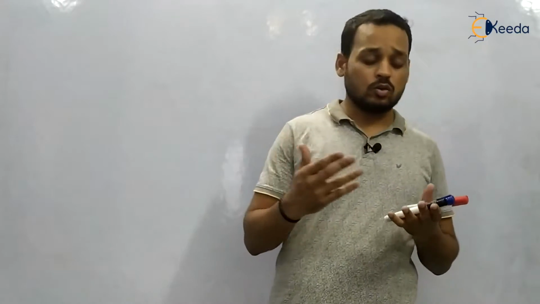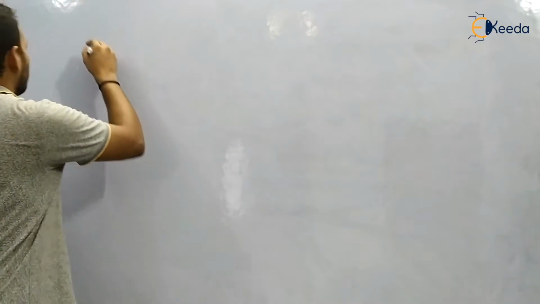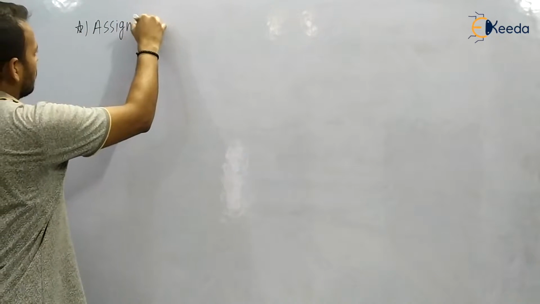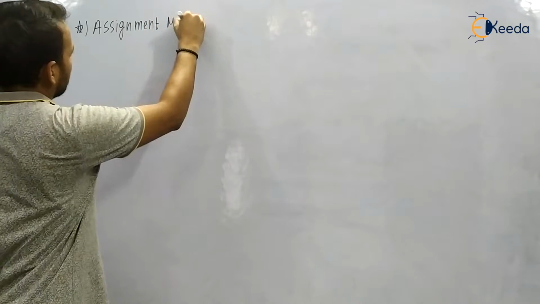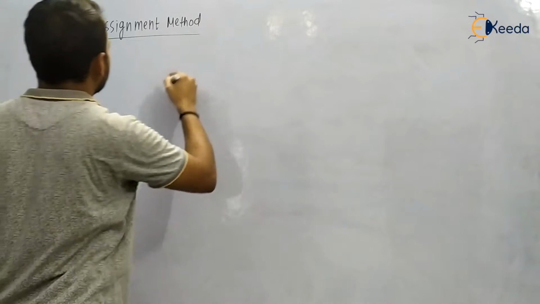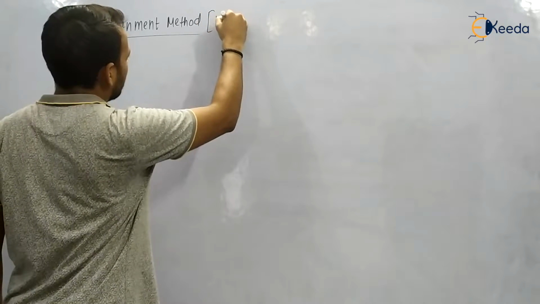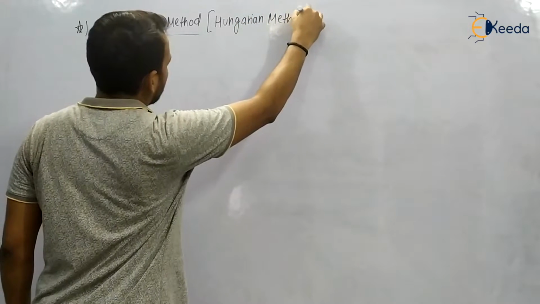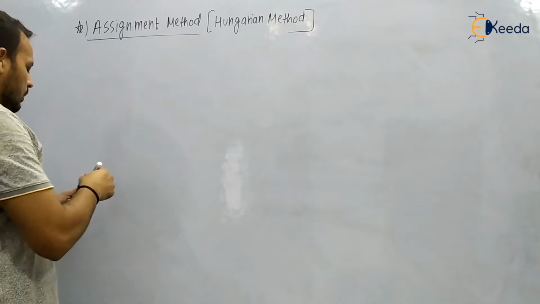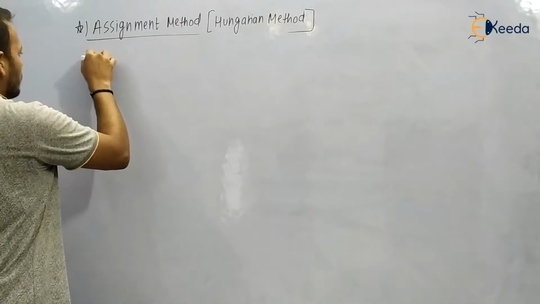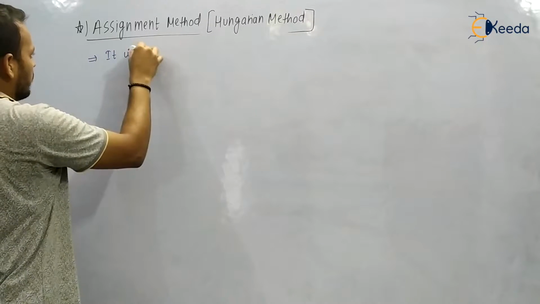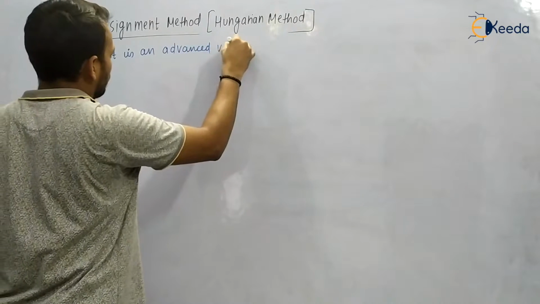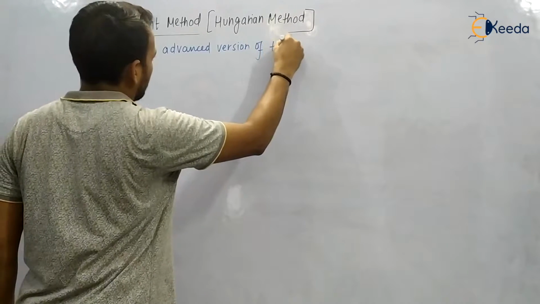So in this case we are going to see a new method. The method name is the assignment method, and the other name is the Hungarian method. I have already told you that it is an advanced version of the transportation problem.